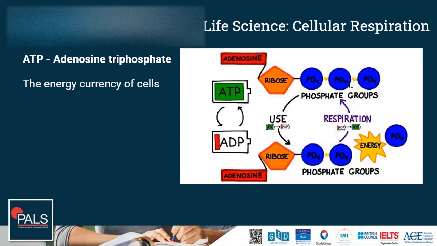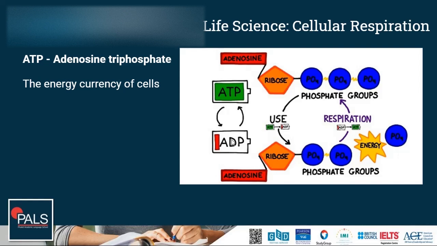Phosphate groups are connected to each other by fairly weak bonds that are easily broken, and when they are broken, they release a small amount of energy. So when the cell uses ATP, one phosphate group splits off. And again, we have adenosine triphosphate, so 3 phosphates, and after that we get ADP, which contains less energy. The energy comes out and can be used by the cell.